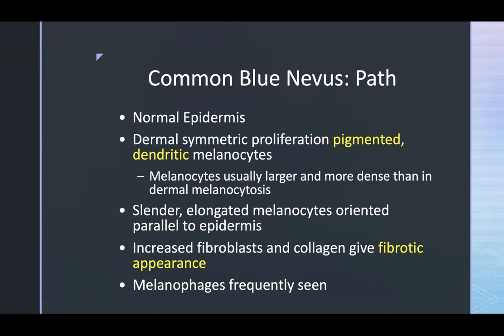In these nevi, you actually have increased fibroblasts and collagen, which gives it a fibrotic appearance. And melanophages are frequently seen, but the melanophages themselves are not the important part that makes up the blue nevus. But if you were to stain a blue nevus for SOX10 and look for nuclear positivity, you would see that most of the lesional cells are associated with SOX10 positivity, and that just essentially proves that it's pigmented melanocytes.